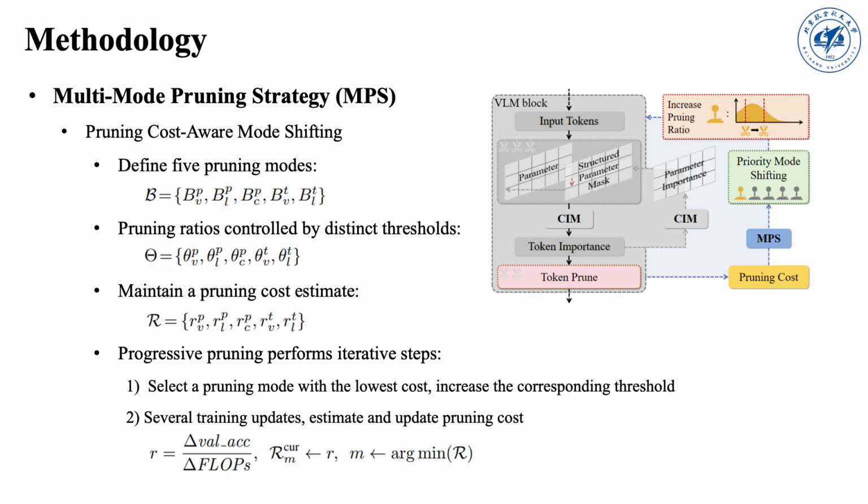In the MPS module, we decouple pruning into 5 modes and apply them alternately until the target FLOPs. The pruning ratio of each mode is controlled by distinct importance thresholds. We also maintain a pruning cost, defined as the accuracy change per unit FLOPs reduction. During optimization, MPS periodically selects the mode with the lowest pruning cost, increases its pruning ratio by adjusting the threshold, trains for several steps, and then re-estimates the cost.